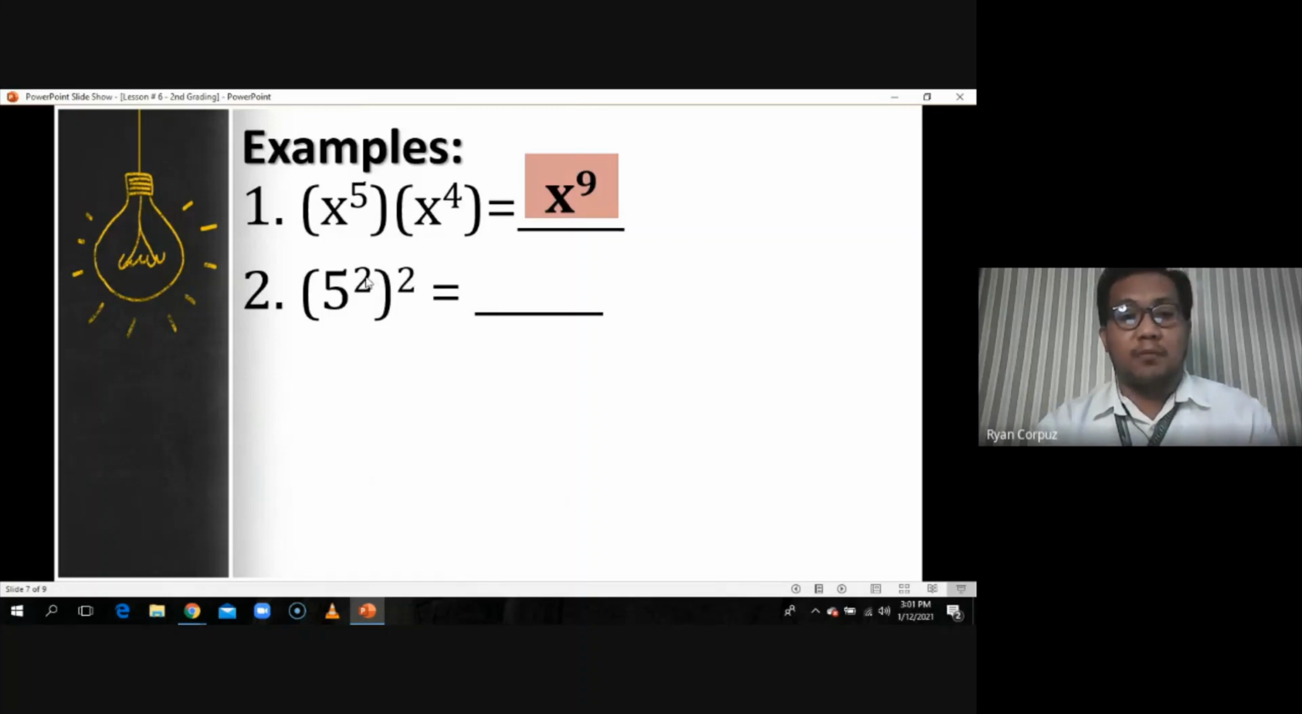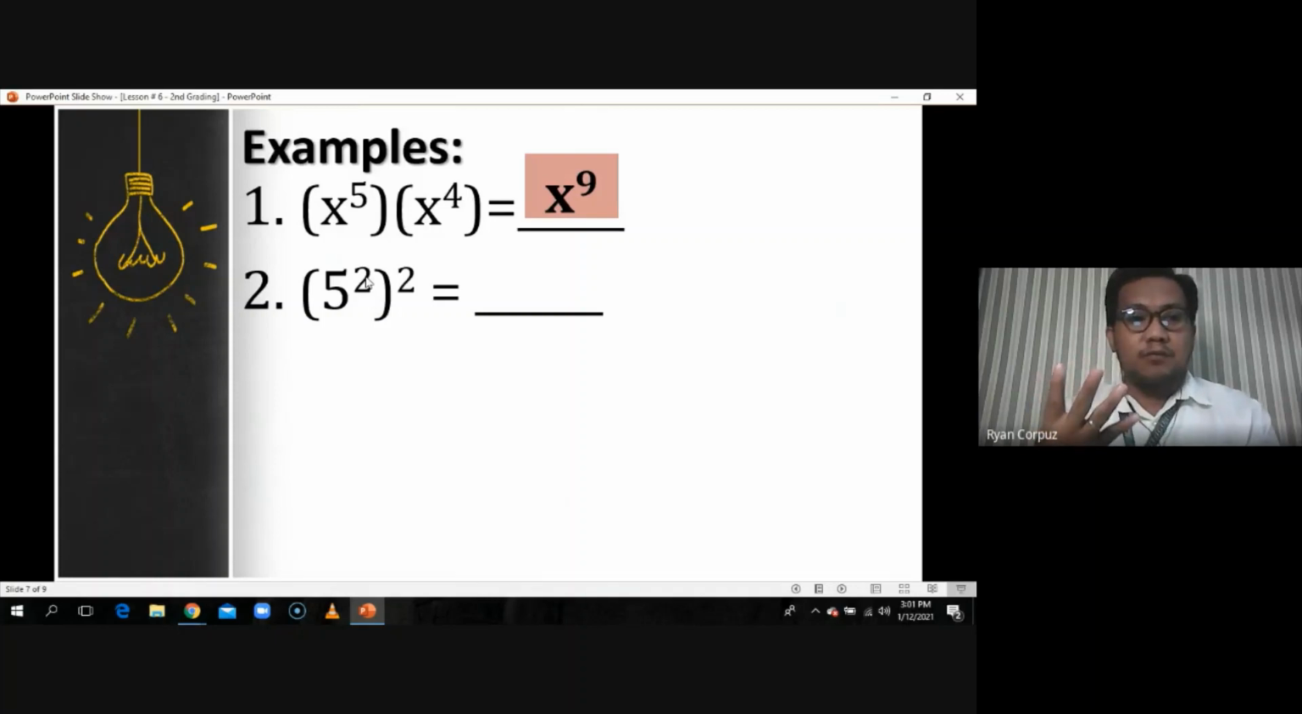So magiging 5 raised to 4. Since your base is a constant, that means 5 raised to 4 is not yet the simplified form because we can still expand 5 raised to 4. So ano ba expanded form of 5 raised to 4? That is using 5 4 times as factors. That would be 5 times 5 times 5 times 5.